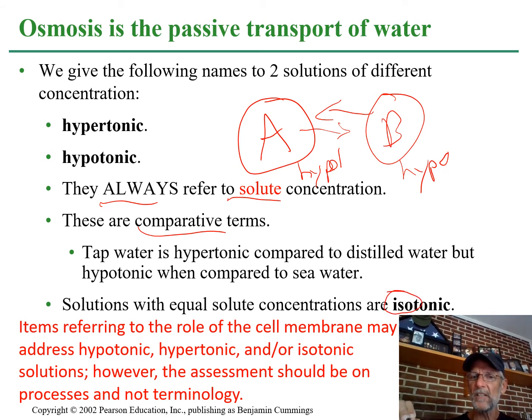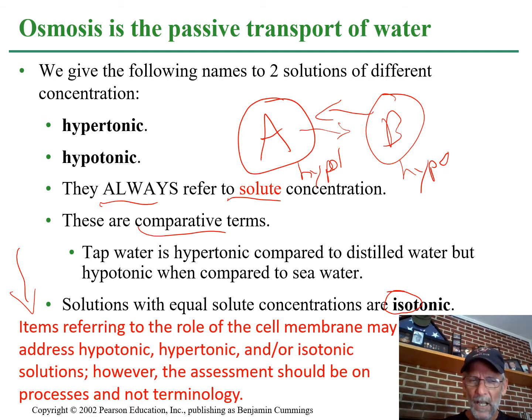Iso is the prefix that means the same. Hyper more, hypo less, iso the same, always referring to solute concentration. Okay? Now here's some stuff in red again. I really like this one, if you read that. Items referring to the role of the cell membrane, in transport in this case, may address hypotonic, hypertonic, and isotonic solutions. However, the assessment should be on processes, not terminology.